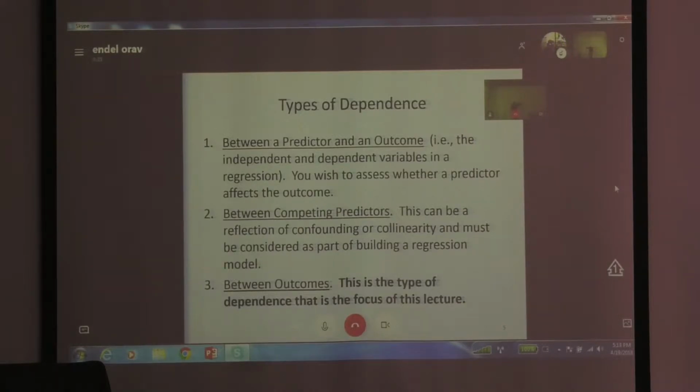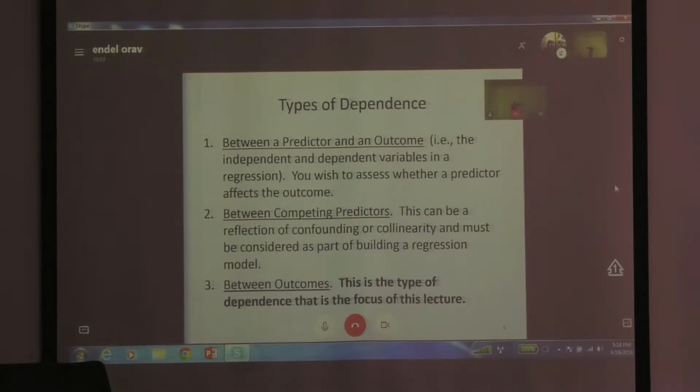Another type of dependence would have come up if you took a second level biostatistics course in regression. There you have an outcome variable, but you probably have multiple competing predictors. If those predictors are related to each other, dependent on each other, then they could cause confounding, they could cause collinearity, and when you build your regression model, you have to build it carefully to include confounders and avoid collinearity.